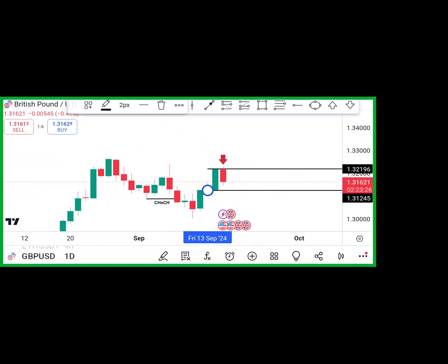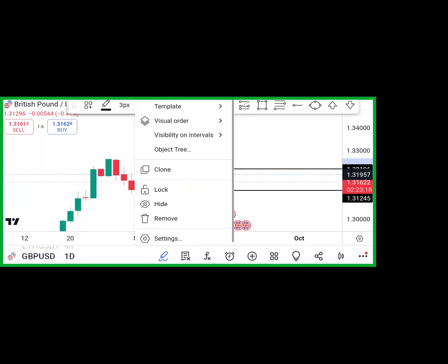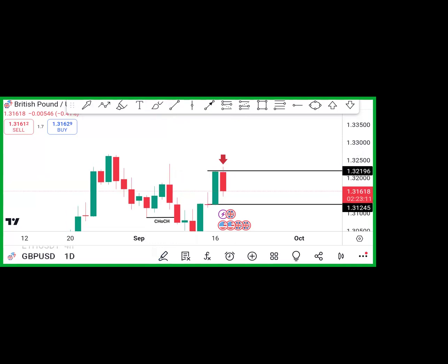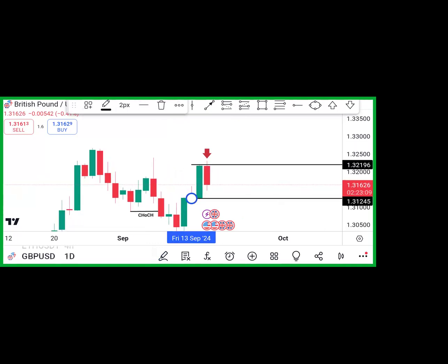You mark out the wicks. If there's a wick, you mark out the wick. I believe you know what wicks are. These tiny lines are called wicks. So if there's a wick, you mark out that wick, right? So I have my previous day high right here and my previous day low right there.